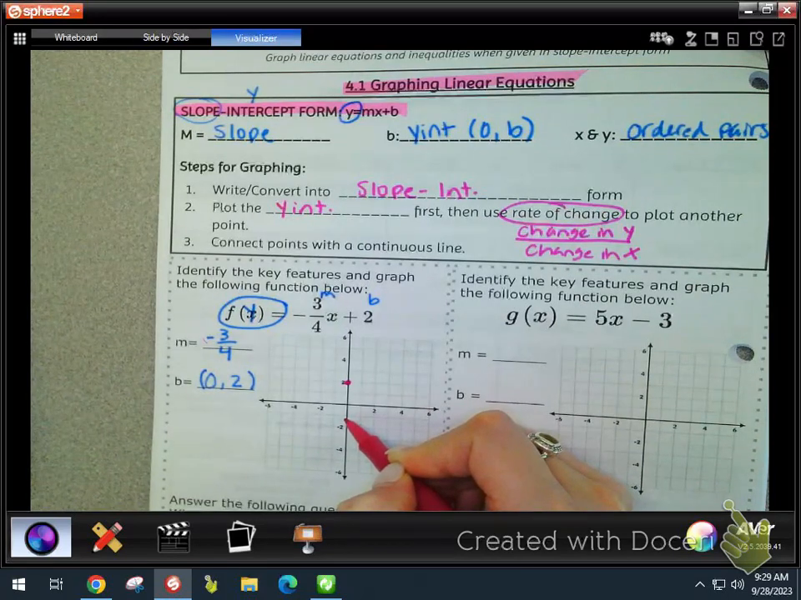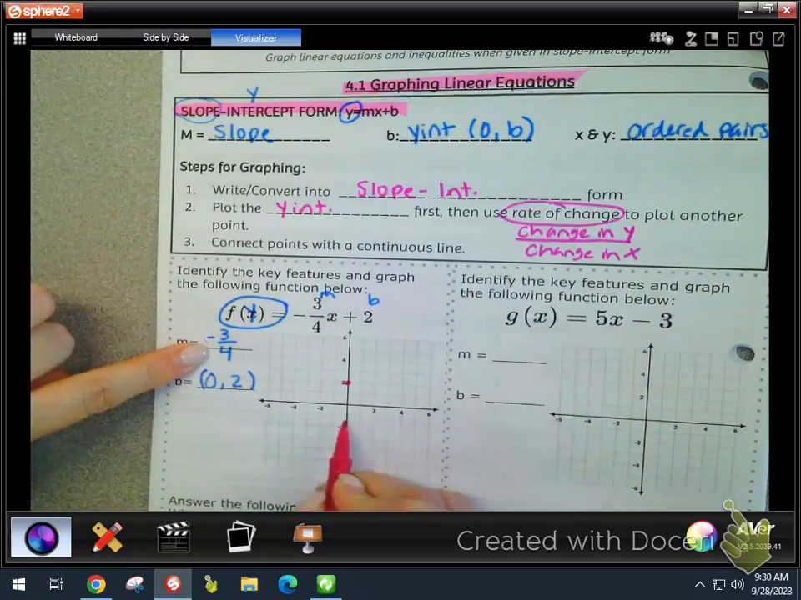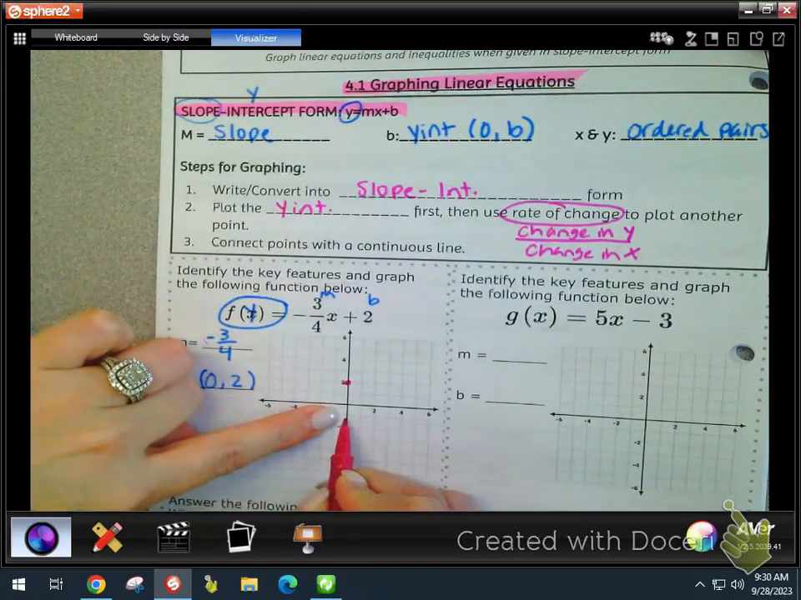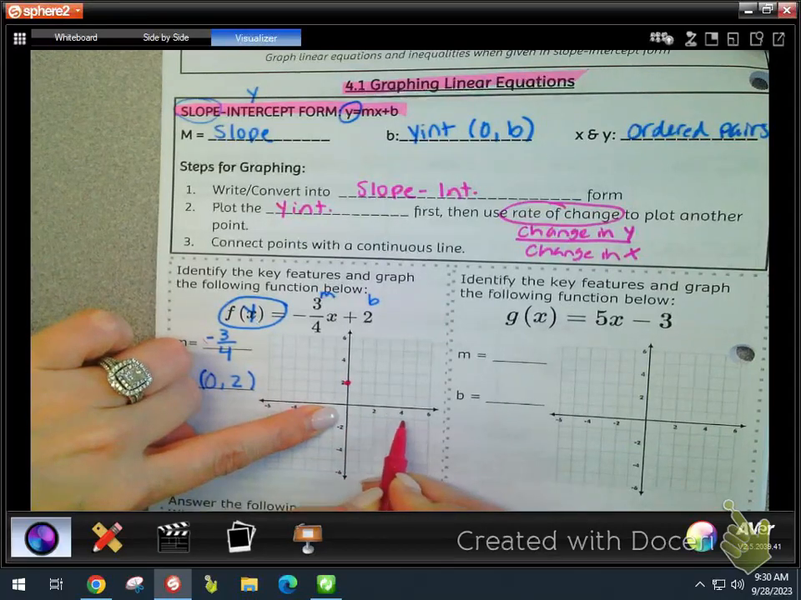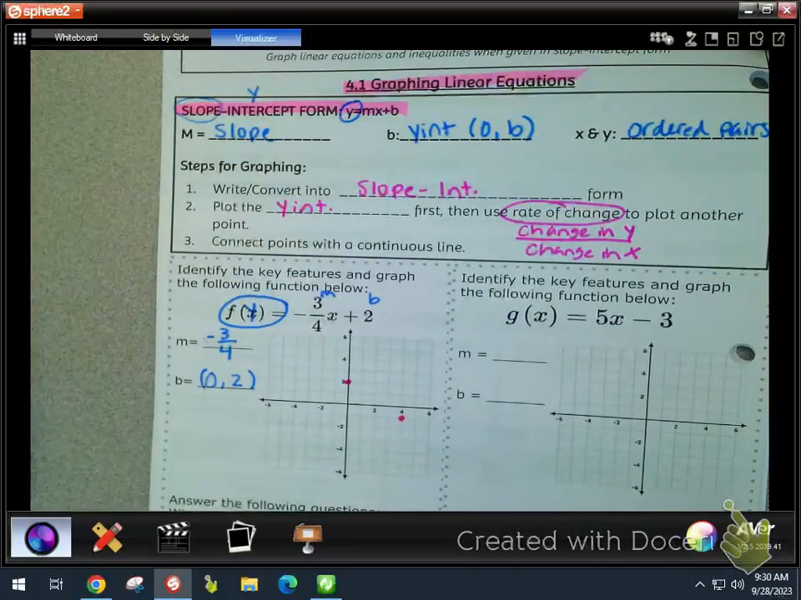Okay? And then, before I actually get my point, now I have to do that change in x, what's the change in x? 4. So I'm down 3 over 1, 2, 3, 4. I went to the right. So if you have a negative slope, you got to decide, do you want the negative on the y or the x?